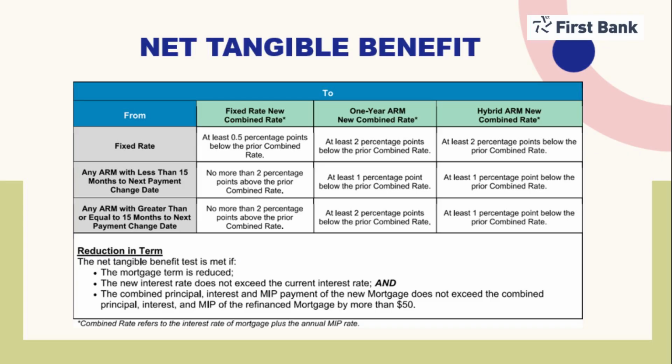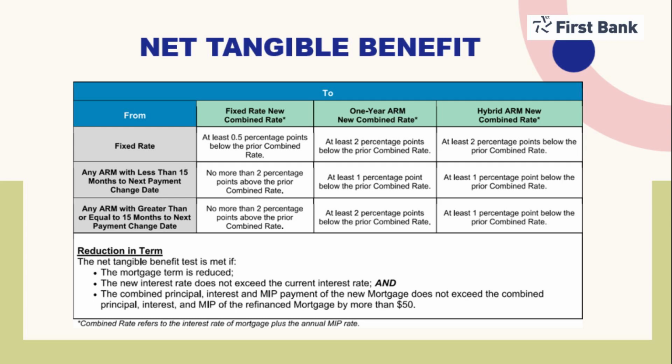A lower interest rate. Sometimes even a shorter loan term. Or switching from something riskier, like an ARM, into the safety of a fixed rate. Now, let's break it down by type. Number 1, fixed to fixed. Say you're going from 6.5% down to 5%. There's got to be at least a 0.5% rate drop for it to count.